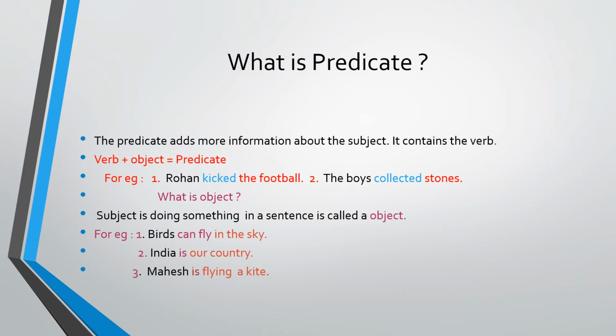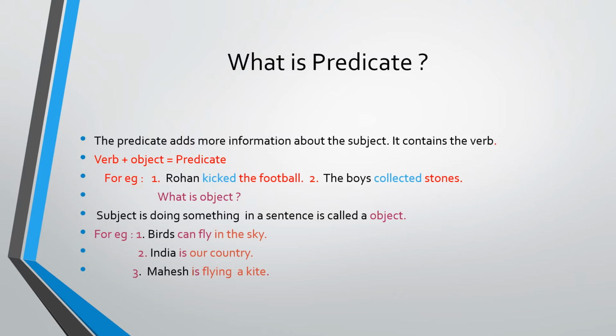Now what is a verb? You know, verb means any action done by the subject. So in a sentence, first comes the subject, after the subject comes the verb, and after the verb comes the object. And that verb plus object combined together becomes a predicate. Examples are given here, I will explain to you.